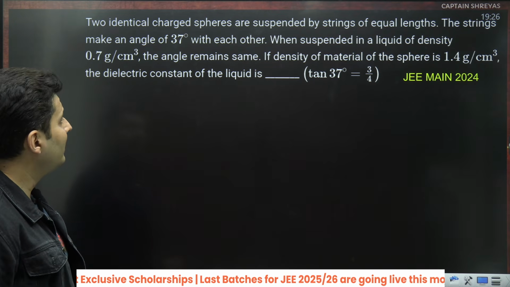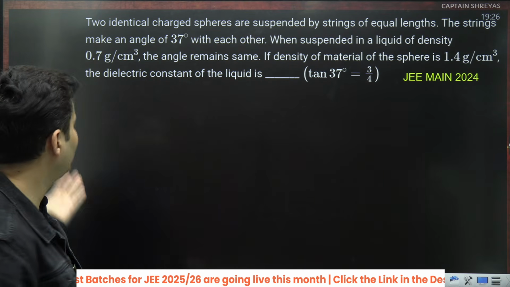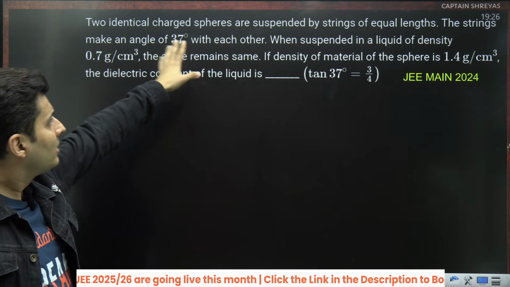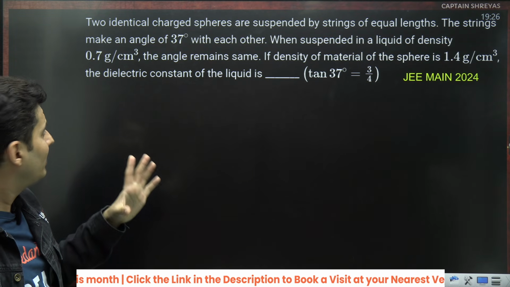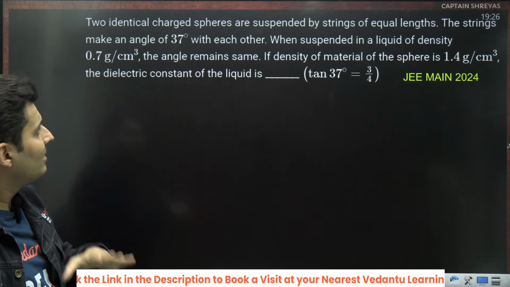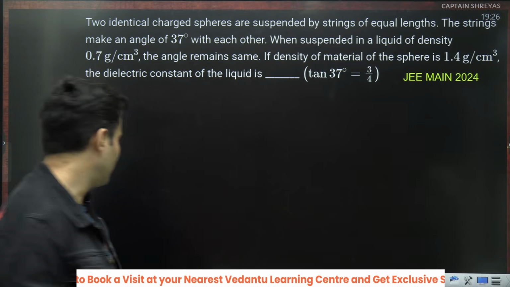Okay, this question on density and dielectric has been repeated in the previous years. Same concept is repeated again here. There are two strings of equal lengths that are suspended from the same point, making some angle. When suspended in some liquid, the angle remains the same and the density of the liquid is given. The dielectric constant is how much?